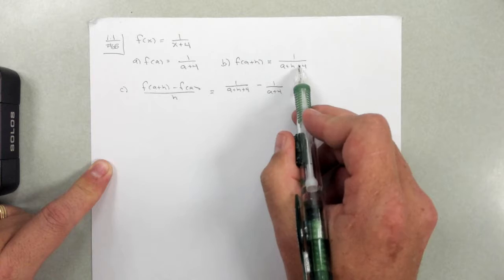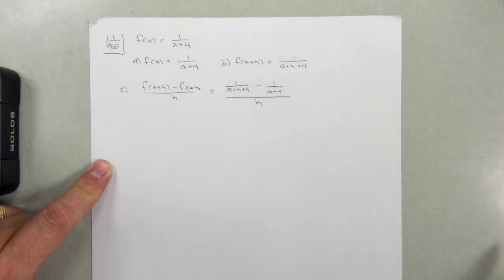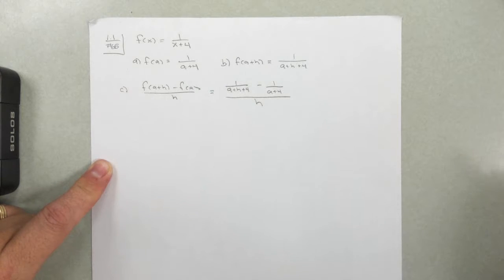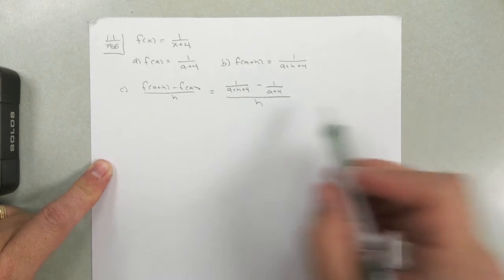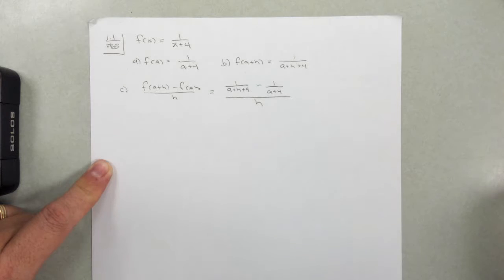So answer for part B here, answer for part A here, divided by h. All right, fractions within a fraction, that's a complex fraction. We've got to simplify that. To me, the easiest way to do that is to look at all the many denominators. Find the greatest common denominator. Find the common denominator and multiply by that.